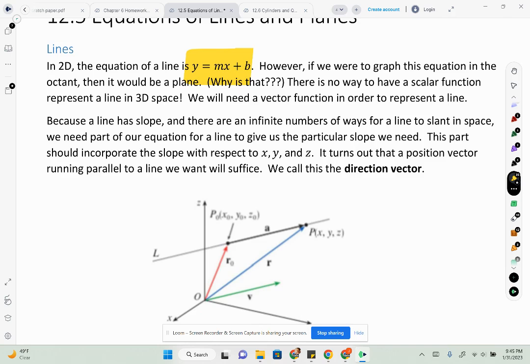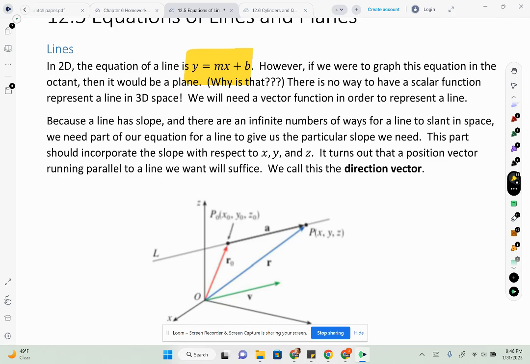One of the things that has to happen is we're still kind of aiming for the same sort of form of like some name, we're going to call it R of t, is equal to some initial point plus a variable times a slope. But in 3D, we have slope in three different directions. And so that's like a vector. And a vector can give us slope in the x direction and the y direction and the z direction.